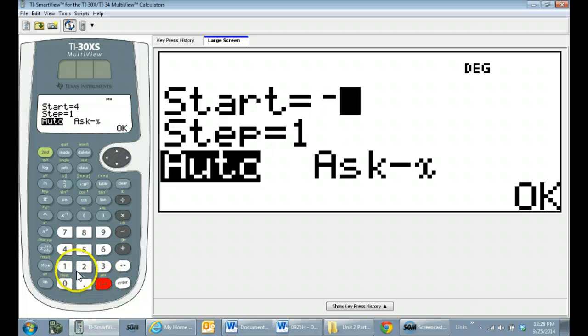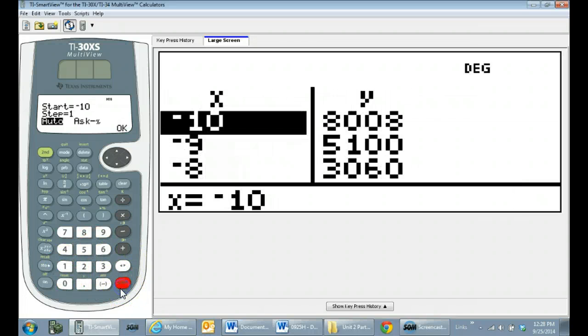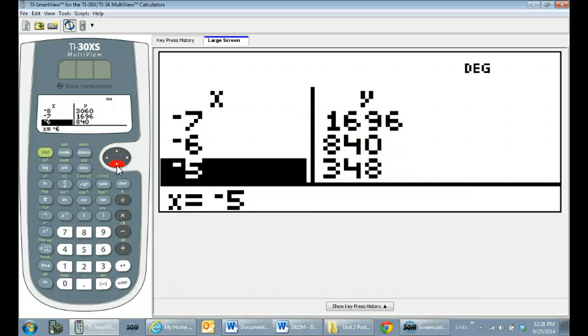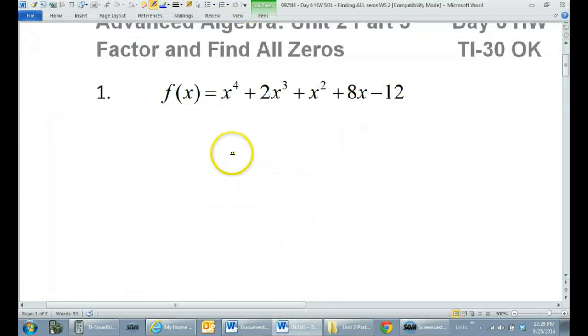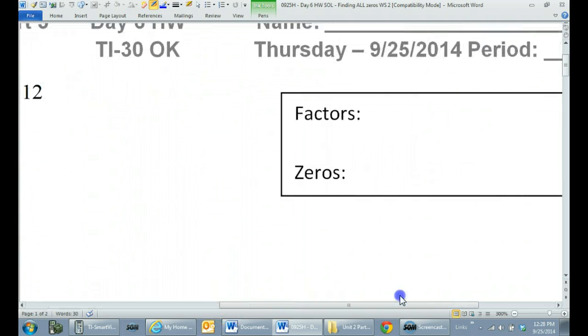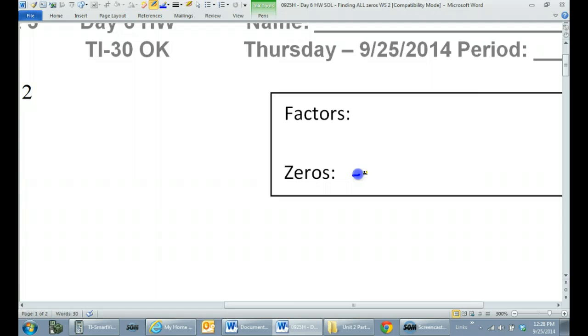All right, I like to start at -10 because it rarely goes past that. And then I'm scrolling down looking for zeros on the y side. Wait for it. Kabam! First one is -3. So I've got -3 as my first zero, which gives me a factor of x plus 3, by the way.